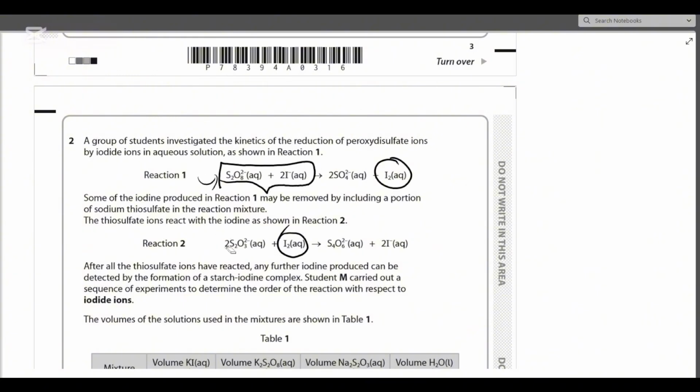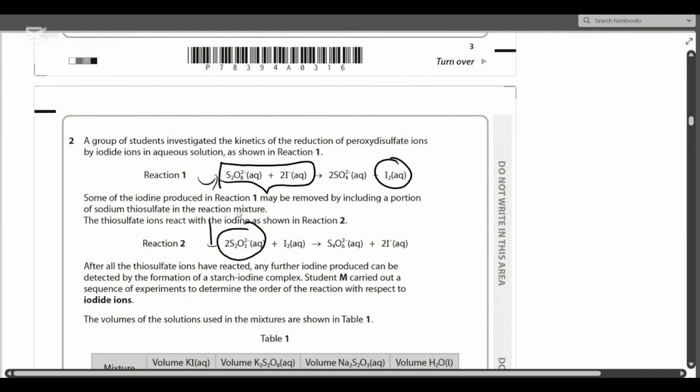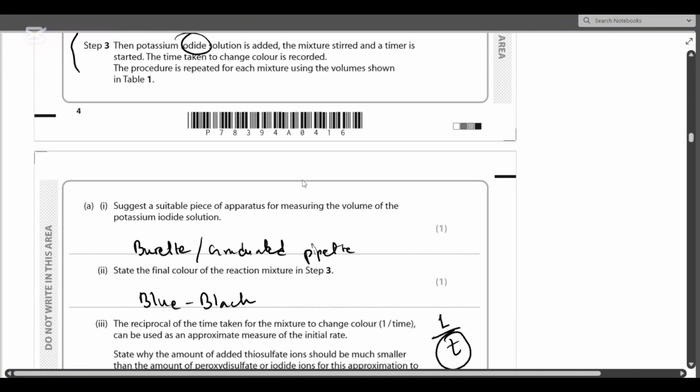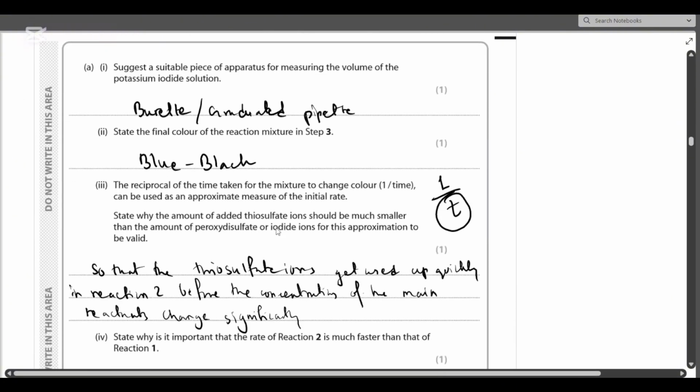So this is the reason why we should use the thiosulfate ions in very low amounts, so that reaction 2 goes to completion faster than reaction 1, or all the thiosulfate ions get used up before reaction 1 starts showing significant changes in its concentration, especially in the concentration of its reactants, which is crucial for observing or measuring the time taken for the mixture to change color.